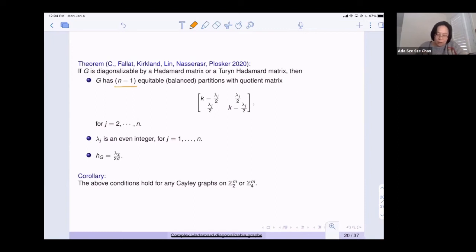And we know that all eigenvalues of the Laplacian matrix are even integers. And then we also know that the lower bound in the Schur inequalities is tight. Okay, so for example, if you look at Cayley graphs on Z_2^m, then H is a Hadamard matrix. Or if you look at Cayley graphs on Z_4^m, then we're talking about Turyn-type Hadamard matrices, and all these conditions will hold for these Cayley graphs.